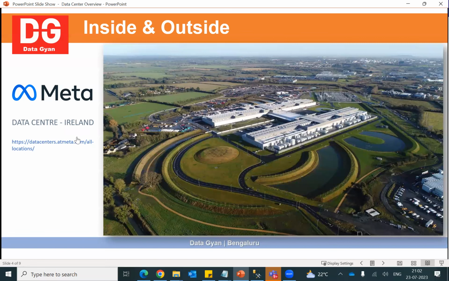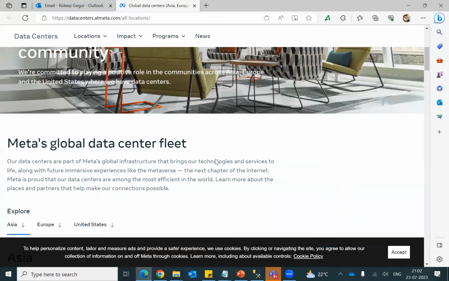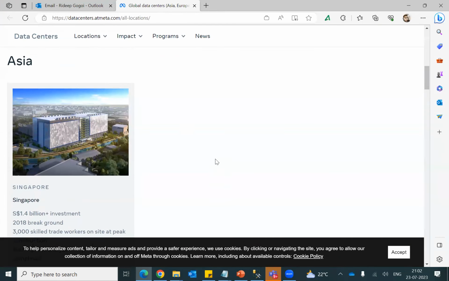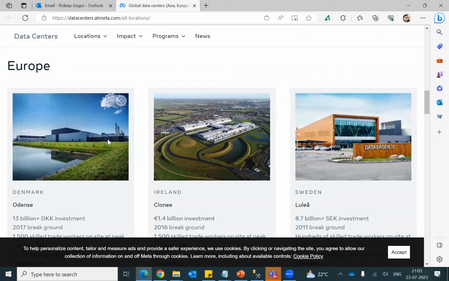So if you look at all the data centers they have across the globe, this is Facebook. In Asia, we have only Singapore. So whichever photo you are uploading on Facebook, all the photos are going and getting saved in this data center in Singapore only. Likewise, if you see the European continent, you have Denmark, Ireland, Sweden, all this.